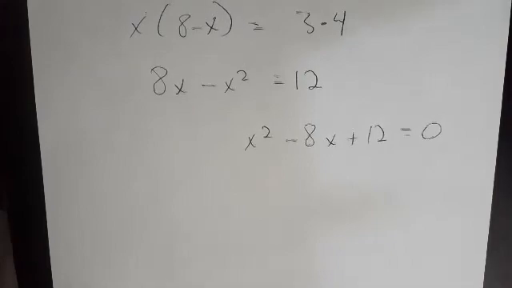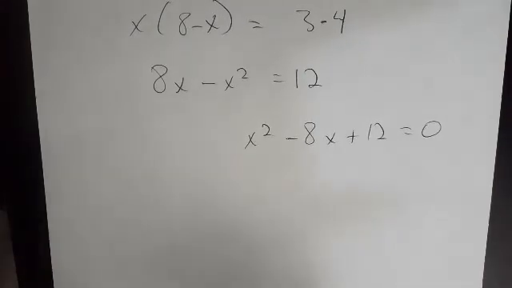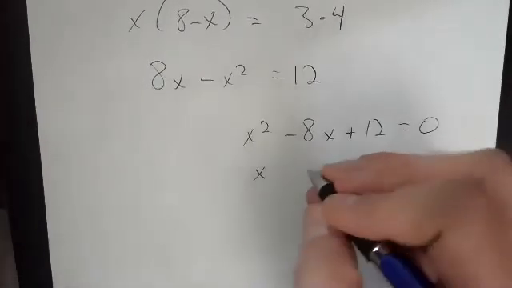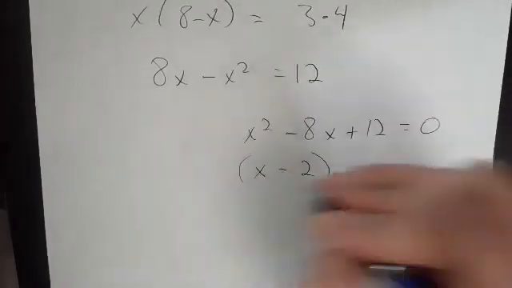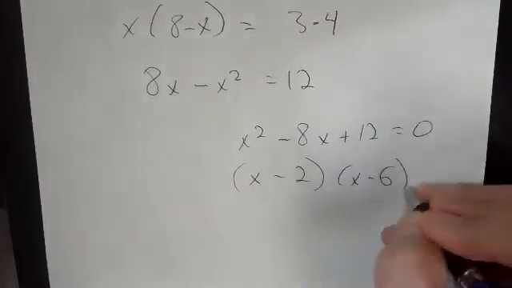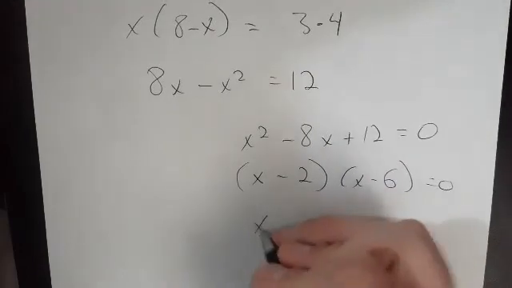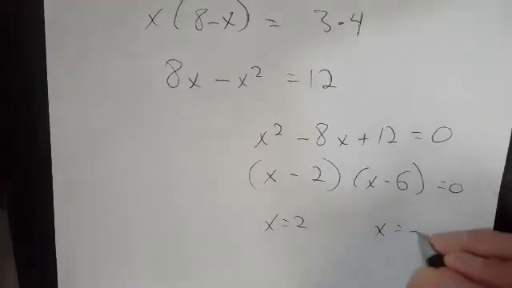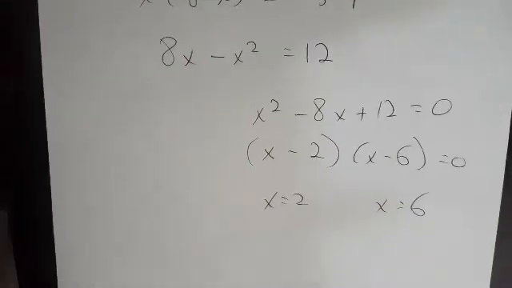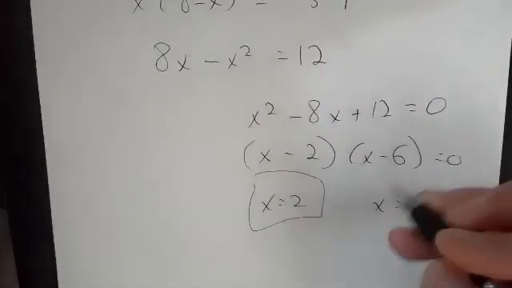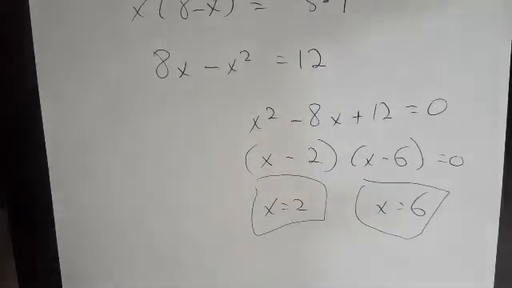And now I want to factor and solve this thing. So I'm factoring and solving. 2 and 6. And I believe they both have to be negative. I'm getting x equals 2. I'm getting x equals 6. So this is the potential solution. This is the potential solution.